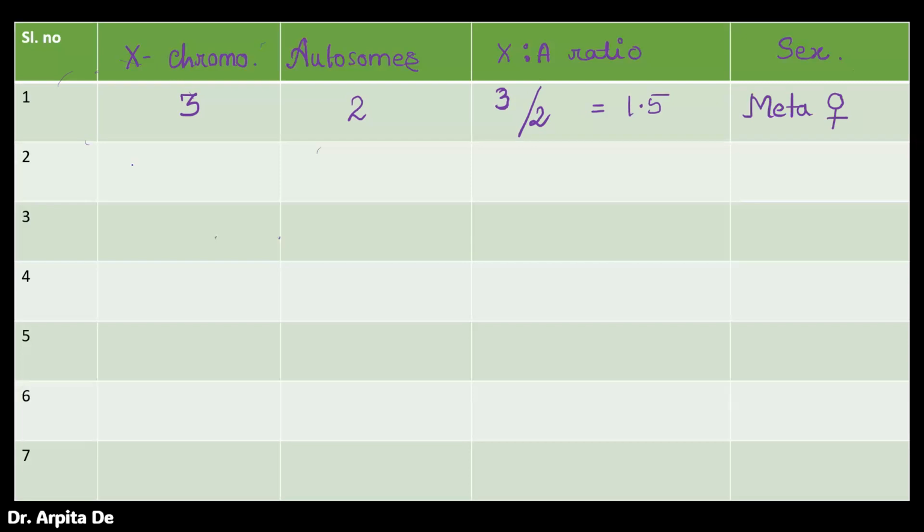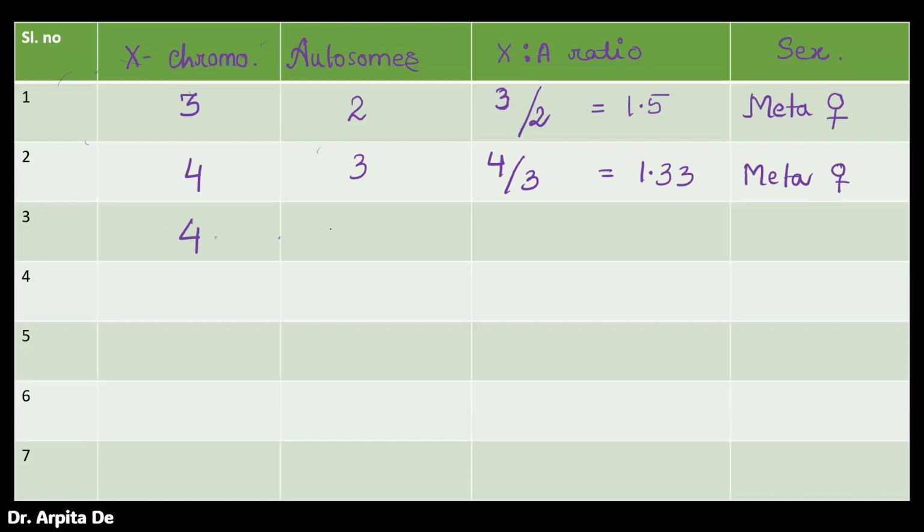Next, if there are 4 X chromosomes and 3 autosomes, then what is the ratio? 1.33. This is also a meta female.